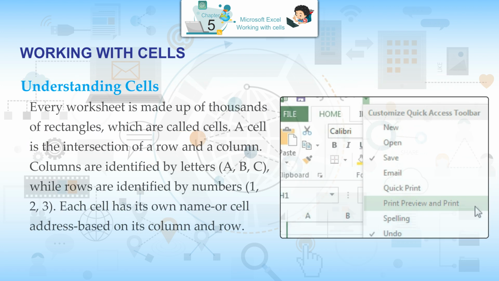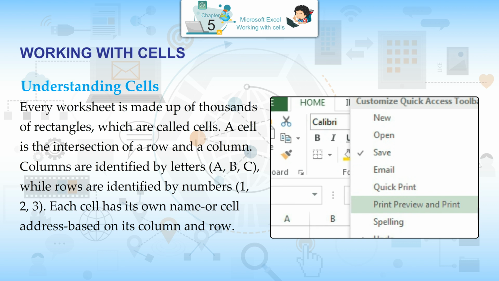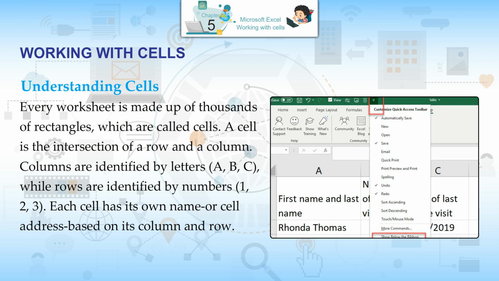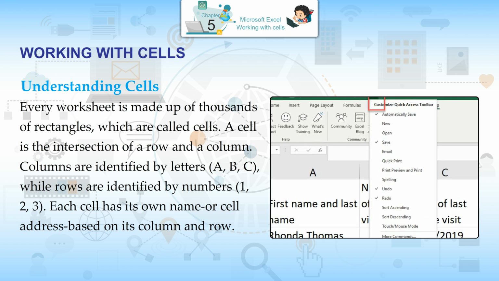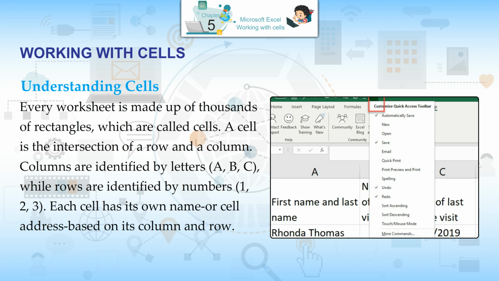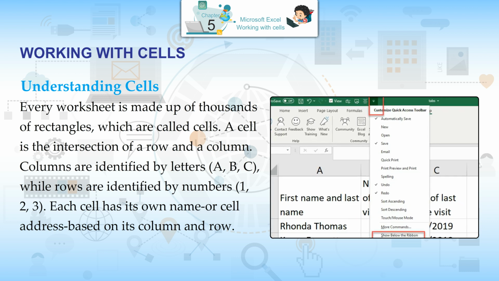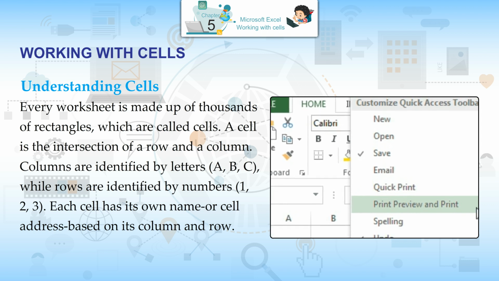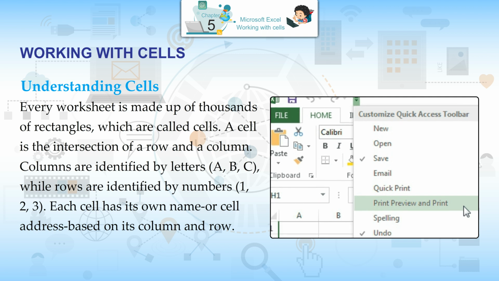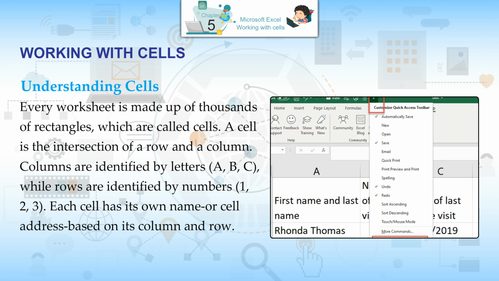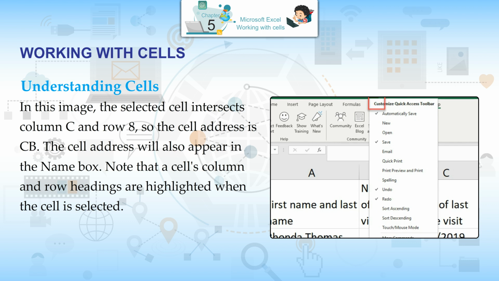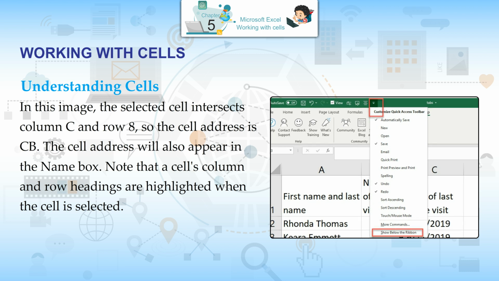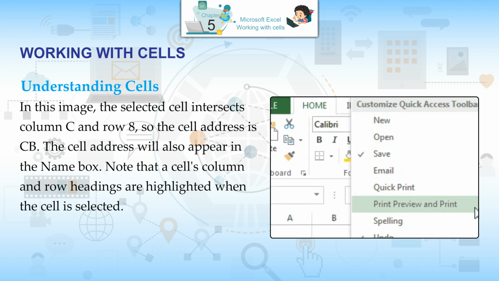Understanding cells. Every worksheet is made up of thousands of rectangles, which are called cells. A cell is the intersection of a row and a column. Columns are identified by letters A, B, C, while rows are identified by numbers 1, 2, 3. Each cell has its own name, or cell address, based on its column and row. In this image, the selected cell intersects column C and row 8, so the cell address is C8.